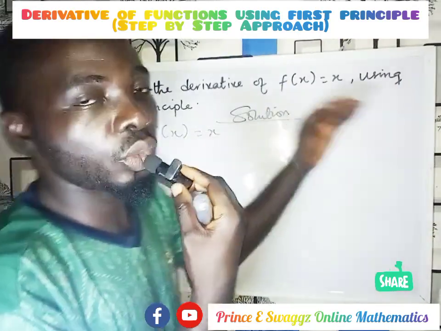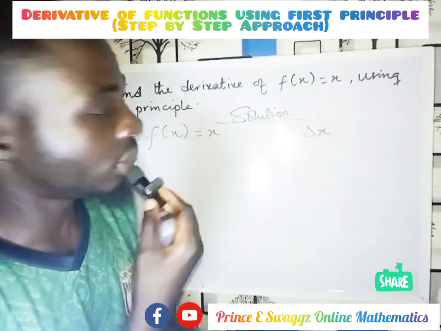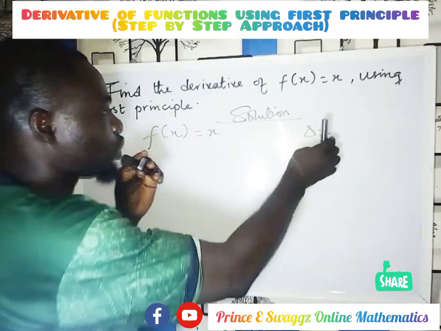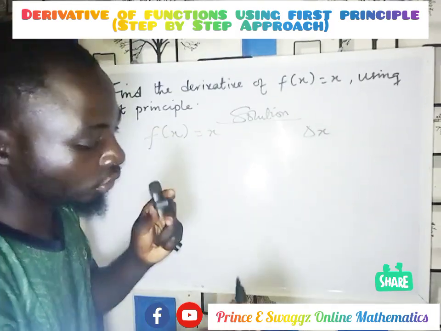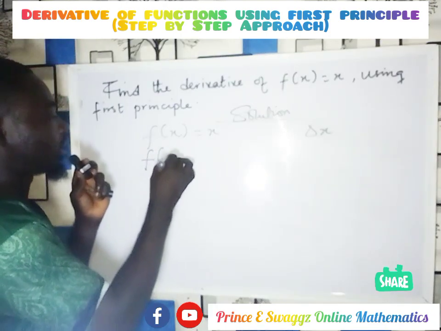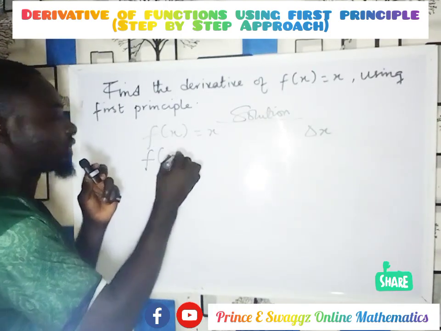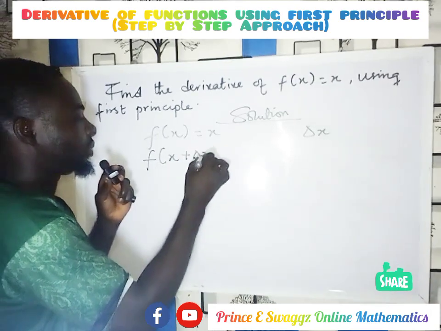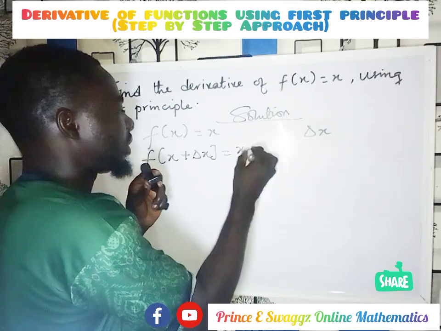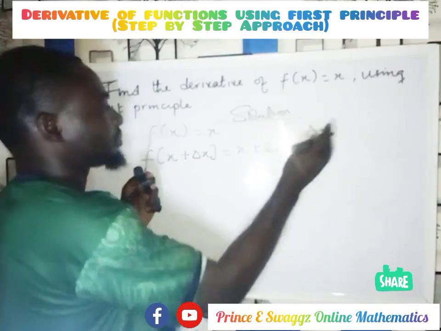If it is delta y, it is change in y. But because the only variable we have is x, I'm going to have only delta x. So I'm going to have f of x plus delta x equals, on this other side, x plus delta x.